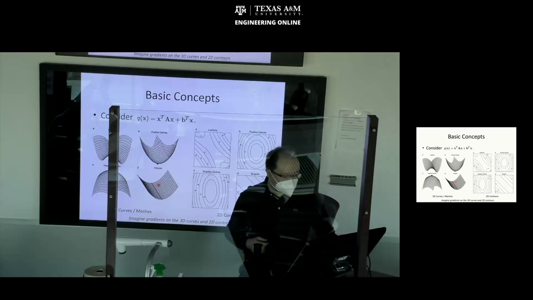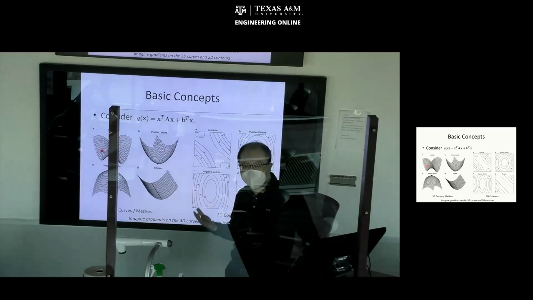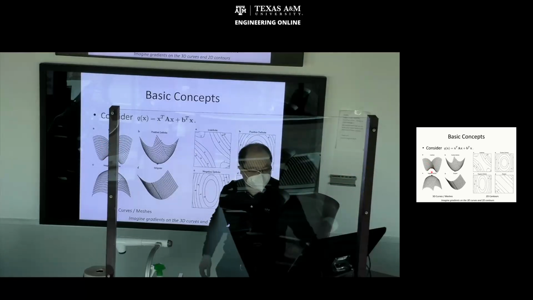It's still singular. And lastly, you have the indefinite cases where some eigenvalues are positive, some are negative. So then it's exactly like what you saw before. You have a lot of saddle points. The matrix is called indefinite. And you can see that there are a lot of saddle points along some eigenvectors. You can clearly see that this point is the local maximum, but along the perpendicular direction, it's the local minimum. Okay? So this is the illustration.